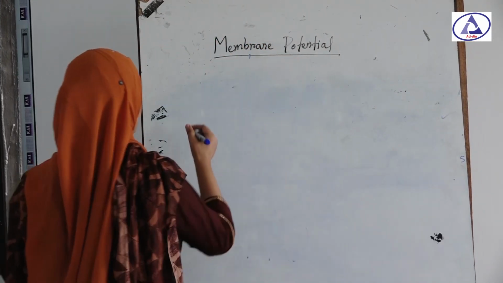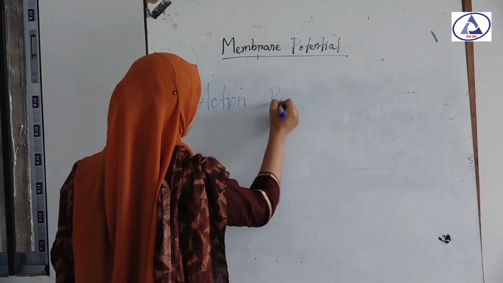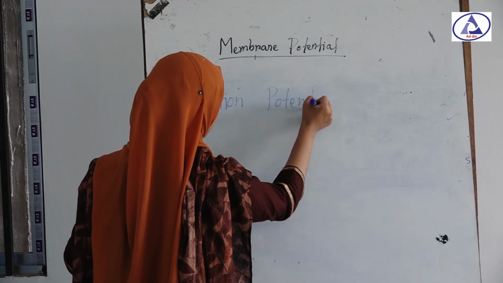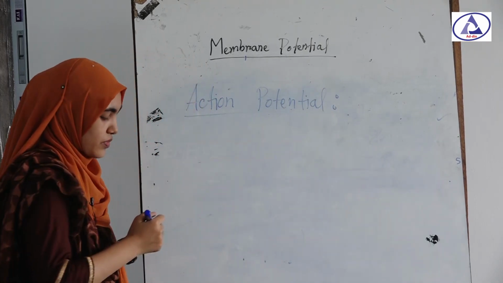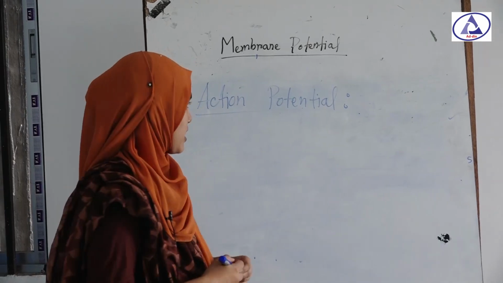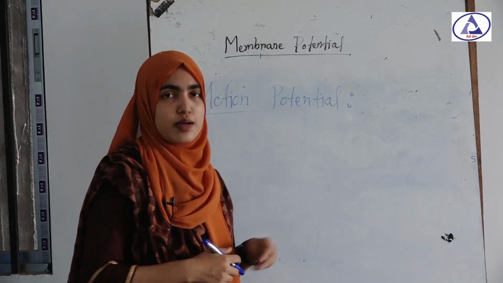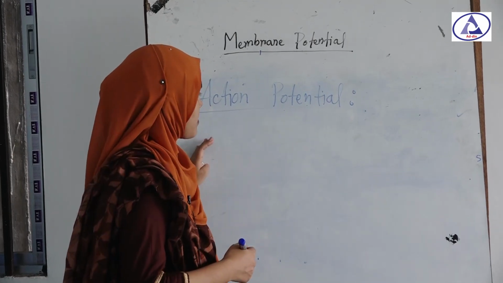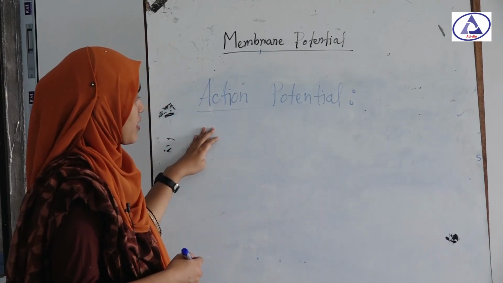Now let's come to the topic action potential. What is action potential? Alteration of resting membrane potential is called action potential, or rapid changes in electrical potential across the membrane that transmit impulse throughout the membrane. That is called action potential.